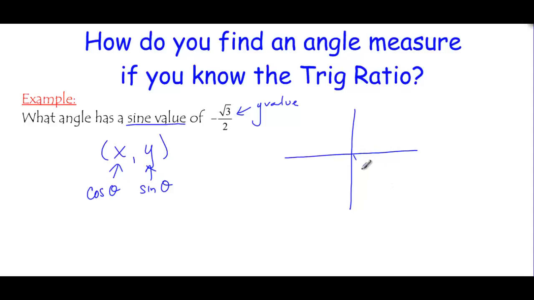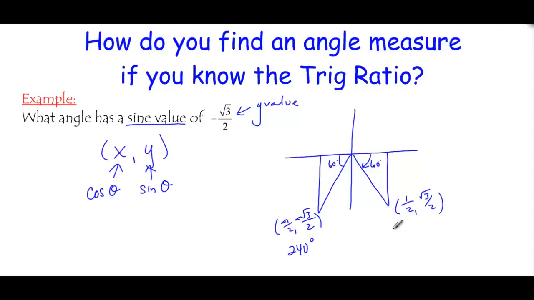So negative root 3 over 2 would have a 60-degree reference angle, because these points are negative 1/2, comma, negative root 3 over 2, and this point would be positive 1/2, comma, root 3 over 2. But what angles are those? Well, if we look at our reference angle, this angle is 240 degrees, and this angle is 300 degrees. So both 240 degrees and 300 degrees in one rotation would have a sine value of negative root 3 over 2. But are those the only angles that have that value?